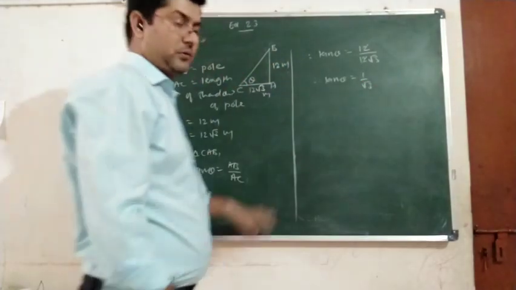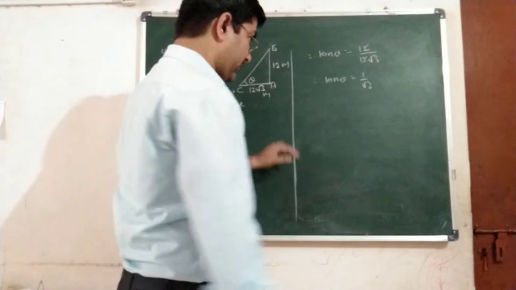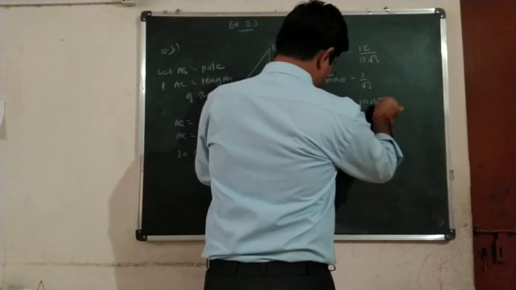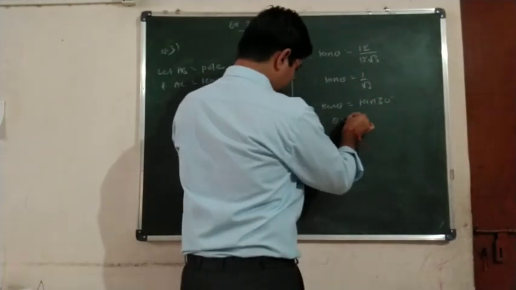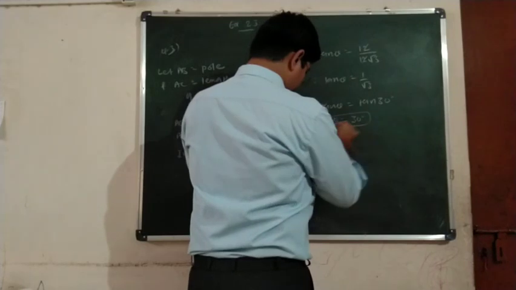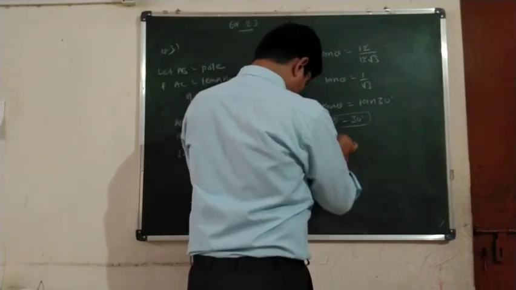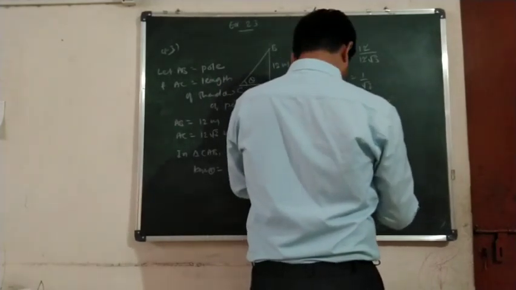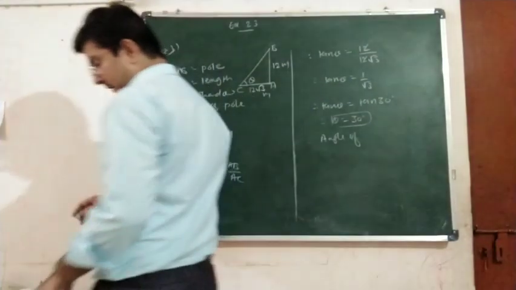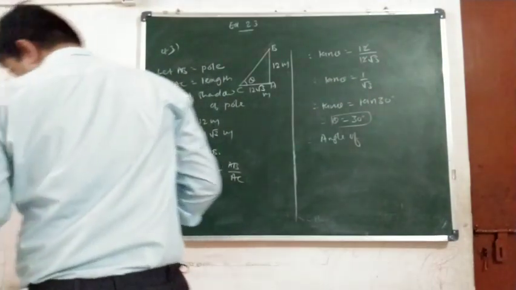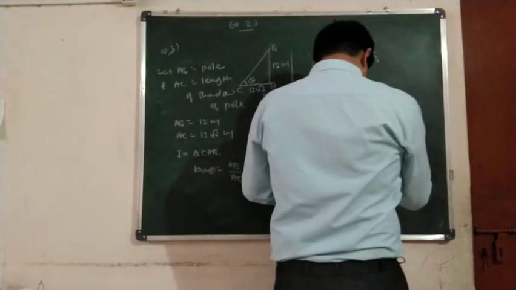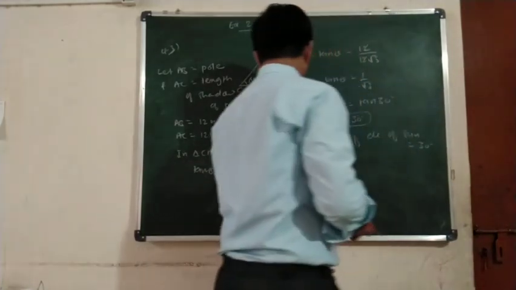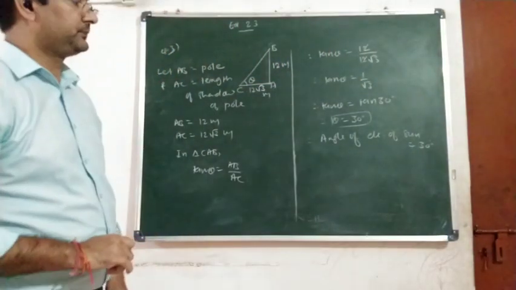1 upon root 3. Now we know that 1 upon root 3 is the value of tan 30, so we can write that tan theta is equal to tan 30, and therefore the value of theta is 30 degrees. The required value of the angle is 30 degrees. Angle of elevation of the sun is 30. Please write.